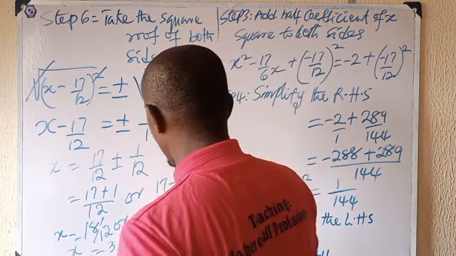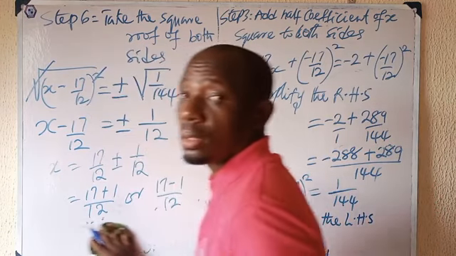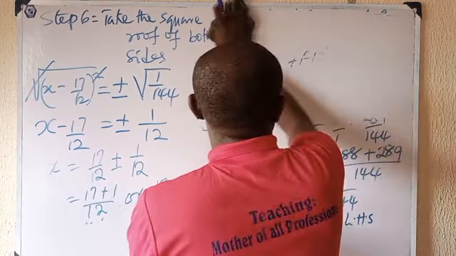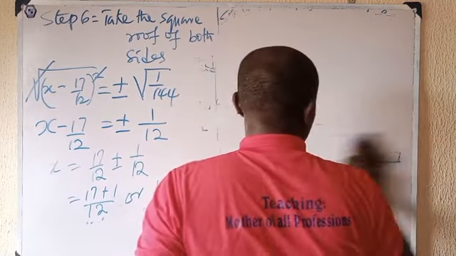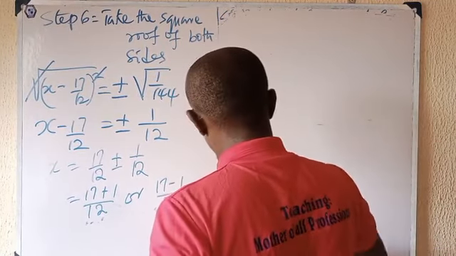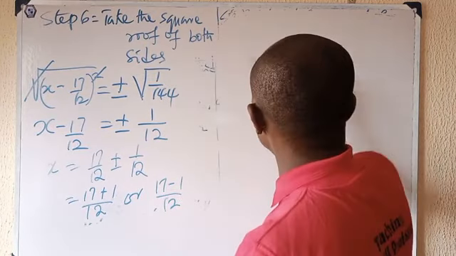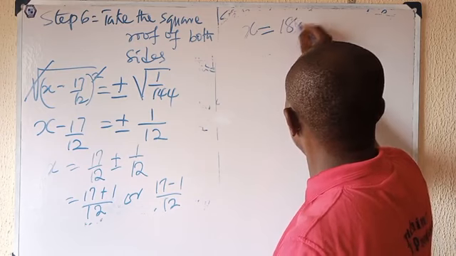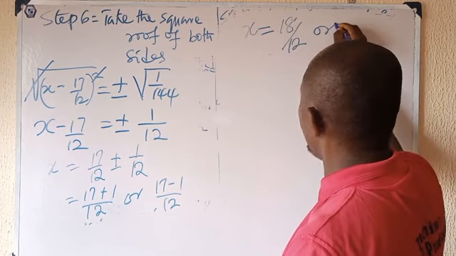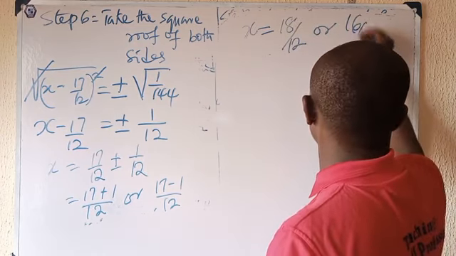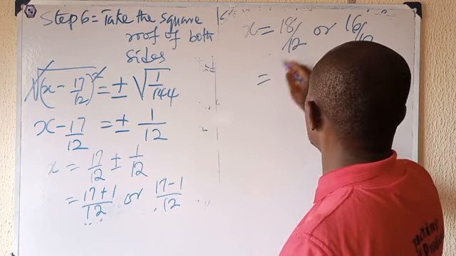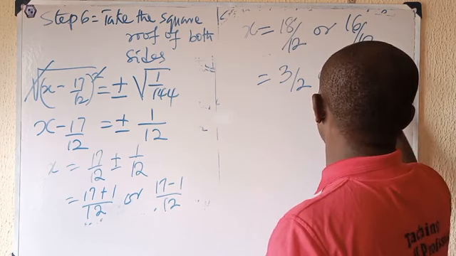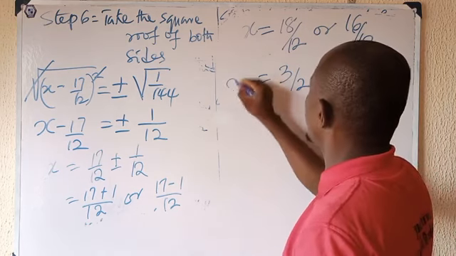So let me write it up where you can see it clearly. Alright. So it means that x is equal to 18 over 12, or 16 over 12. So this will give us 3 over 2, or 4 over 3.